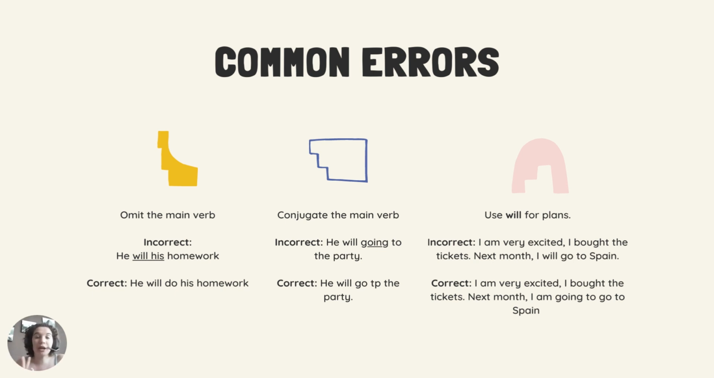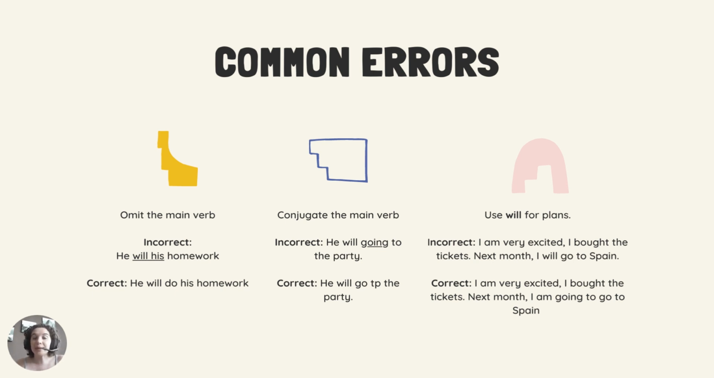The second common error is to conjugate the main verb. And remember, we don't use to, and we don't use ing, we don't use the verb in past, we just use the simple form of the verb, just the verb as it is. So instead of saying he will went to the party, I will say he will go to the party.